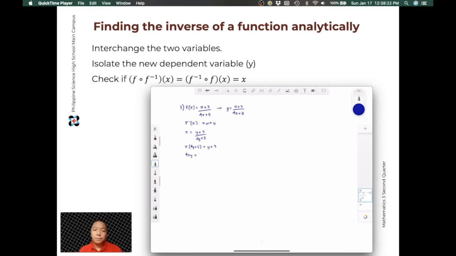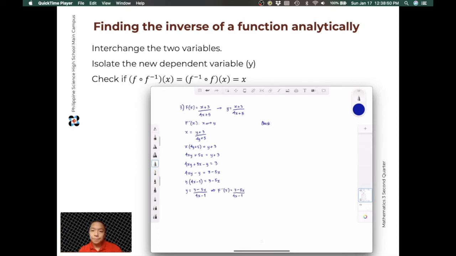And we distribute. Tapos, we subtract y from both sides. Then, we subtract 5x from both sides. Then, we factor out y. And we divide both sides by 4x minus 1. Na-isolate na natin siya. So, sulat natin. Ang ating f inverse of x ay 3 minus 5x over 4x minus 1.